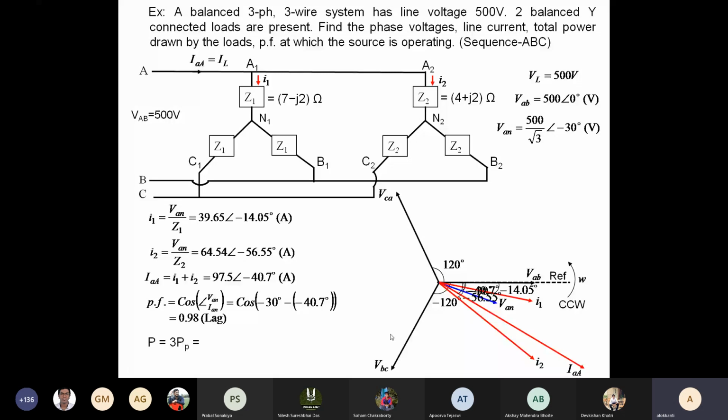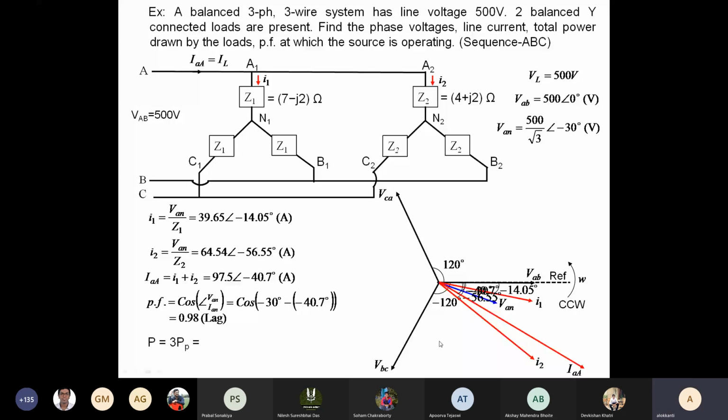So in this case, what is meant by the word power? What we mean is basically the active power. Most of the times we just say power, so if we just say power, it basically means active power.